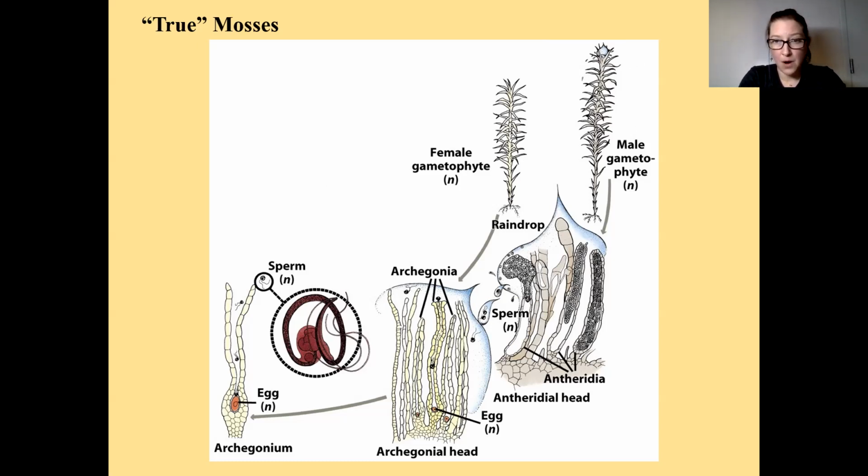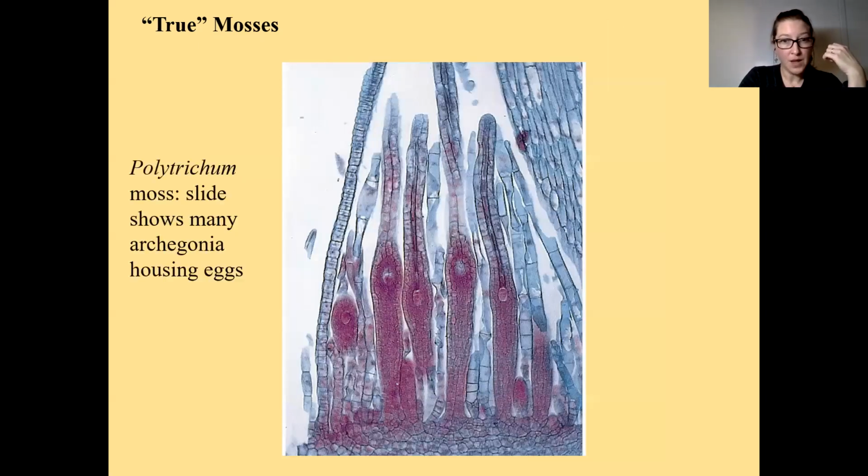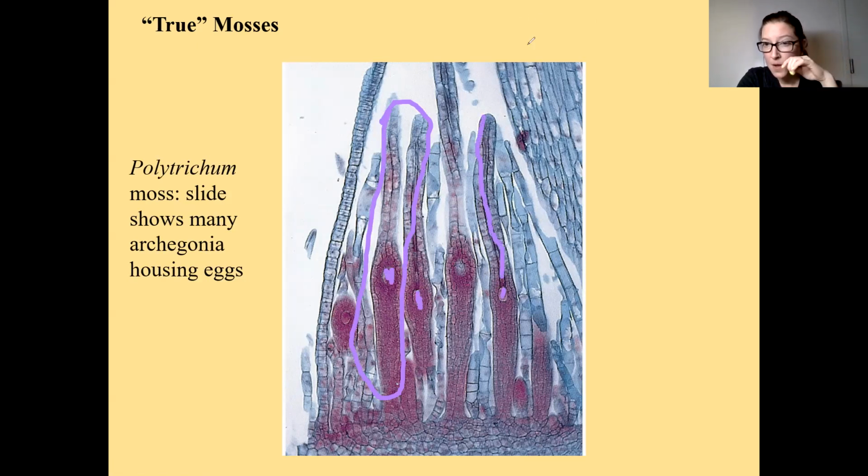All right. So these circles are just to show you guys the location of where the sex organs are. This is a slide showing you lots and lots of the female sex organs. So like this here, this is one Archegonium. Here's an egg. Here's another egg and another one. Another egg and another one. This one is great because you can really see the neck cells.